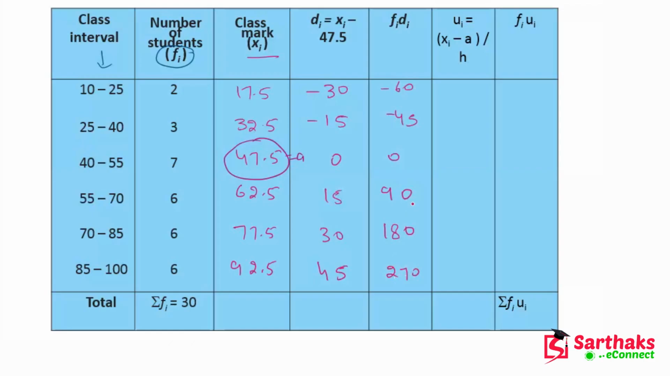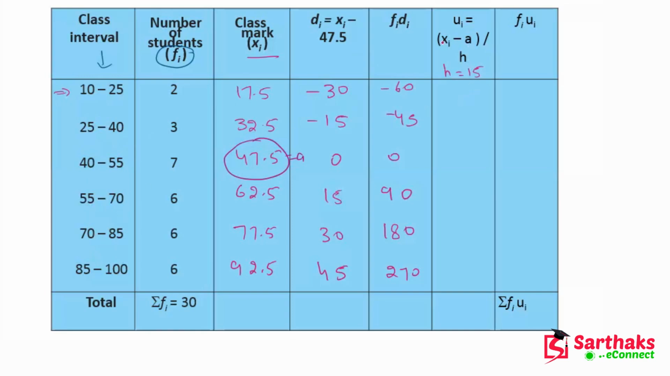Now in the next column, we have to find ui, which is di upon h. H is what? The width of the class interval. So what is the width of the class interval? 25 minus 10 is 15. So we have h is equal to 15. So 15 is the same in all these intervals. H is the constant in all the intervals.